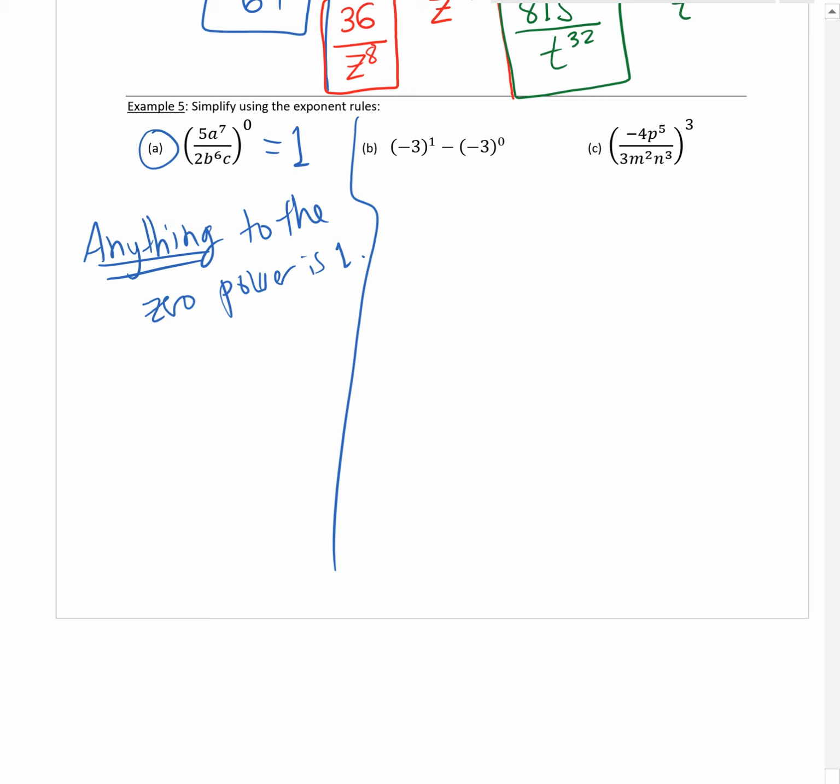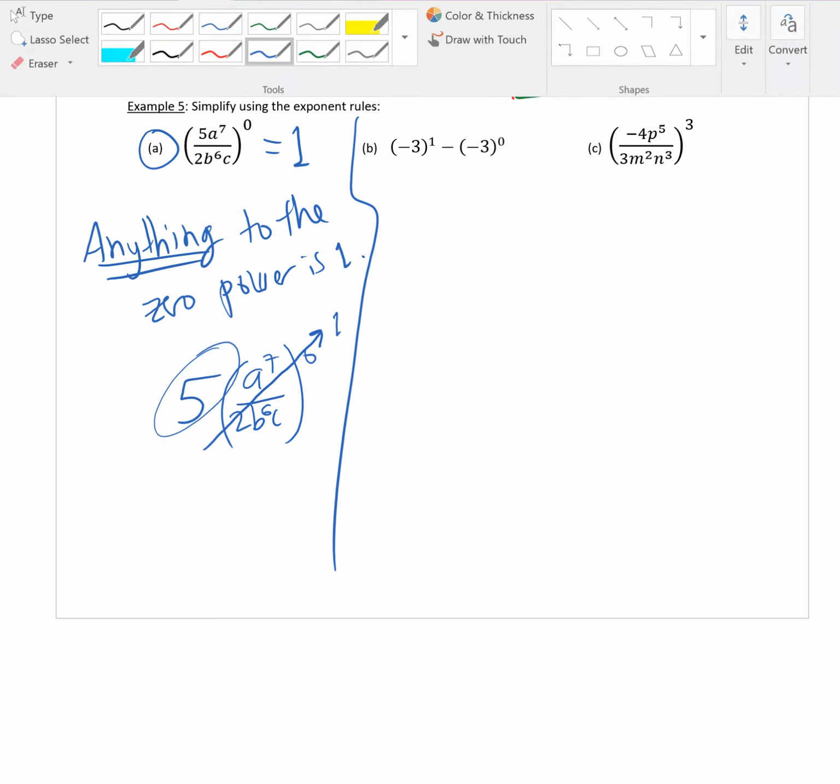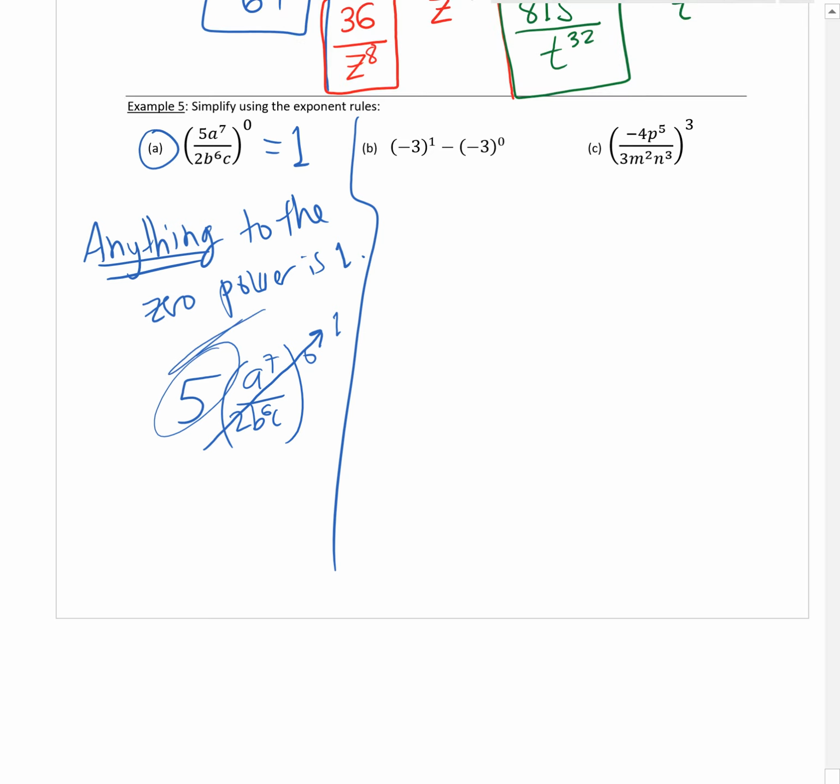But let's say it was something more complicated, like a 5 in front and then everything else without the 5 was being raised to the 0 power. Then only the thing being raised to the 0 power is 1, but there's still that thing in the front. So if you're not careful, you might say it's 1 when it's not. But as long as the entire thing you're given is being raised to the 0 power, nothing left out, then the answer is going to be 1, no matter how complicated the thing is. So that's kind of nice. I think you're going to like that. A lot of problems look crazy, complicated, and scary, but they're not.